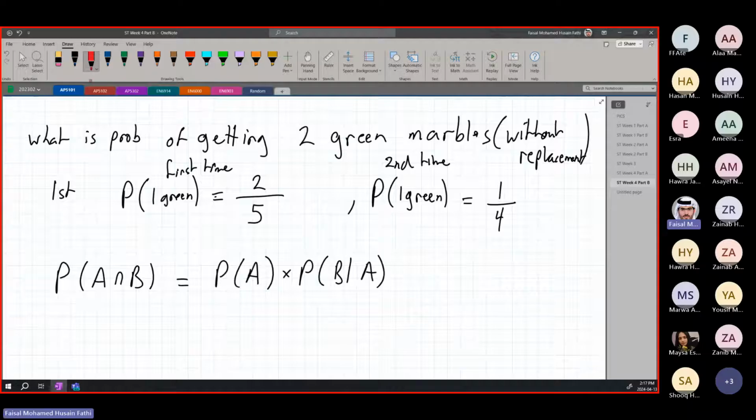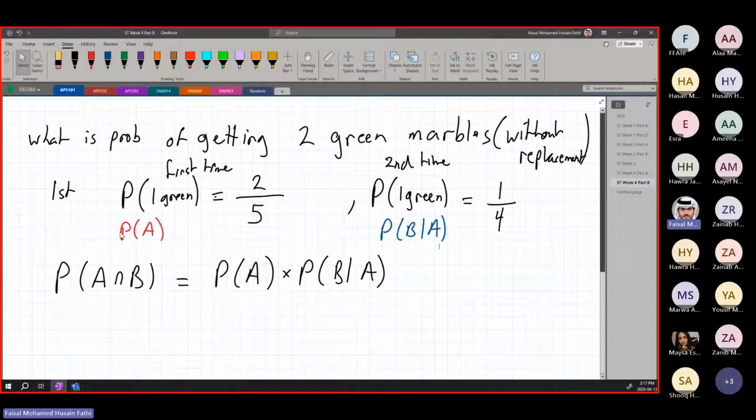So what this means is this is our P of A, and this is our P of B after A has occurred. So this P of A is our first probability that we are going to get the first time. The P of B is our second probability after A has happened. So this is what is meant by conditional probability.